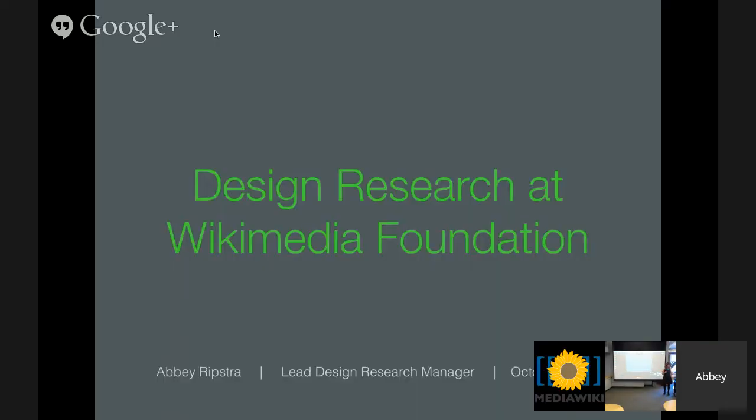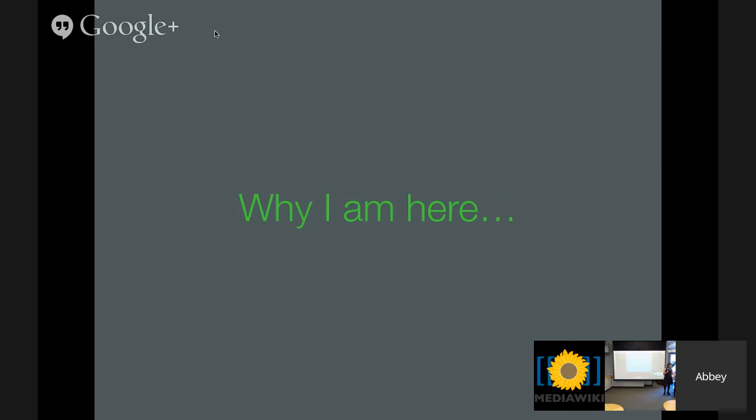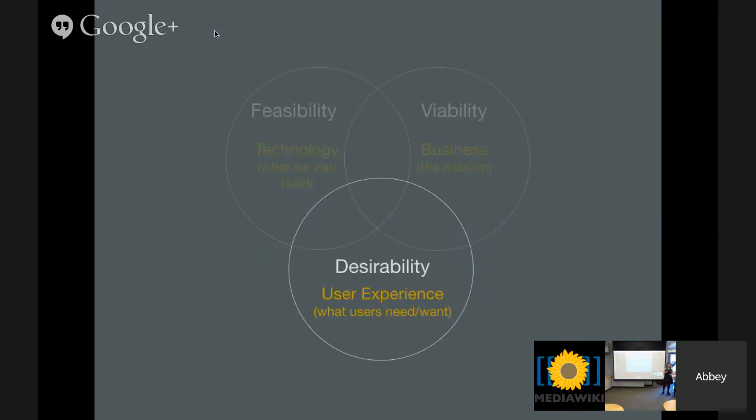Okay, so design research at Wikimedia Foundation. I am here because to build products and to innovate good, successful products, you need to have those products be desirable for the people who you're building them for. You also need to have viability. We need to know that it's in accordance with the business, which is our mission. And we need to make sure that we can actually build them. Is it feasible? So we need technology to make those things happen. So my role is about desirability and how to bring the user's needs and feedback and contributions into the process.